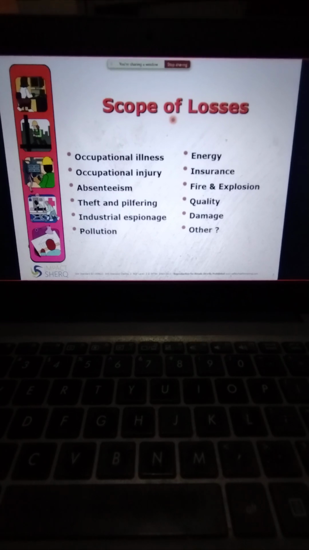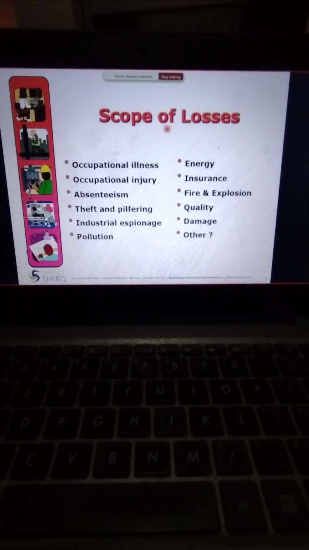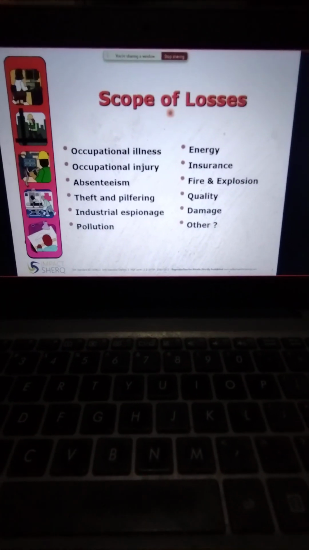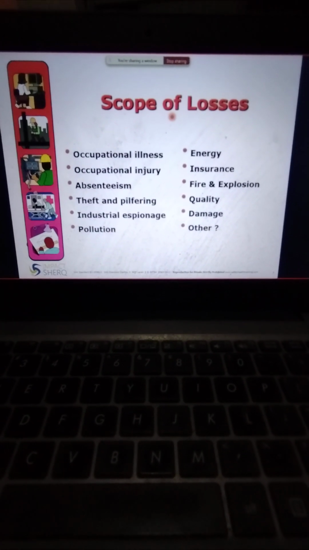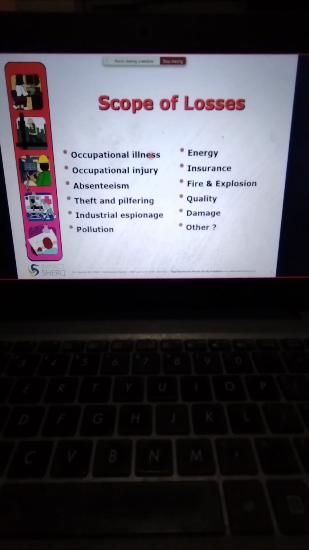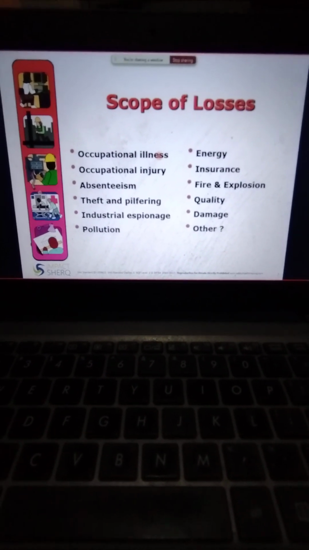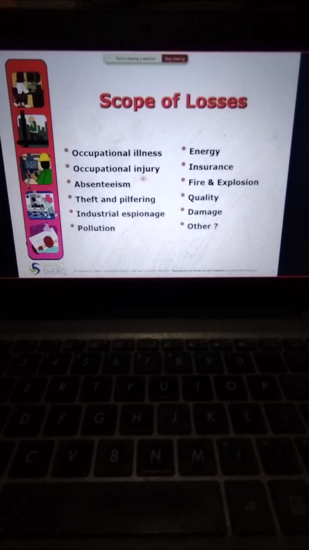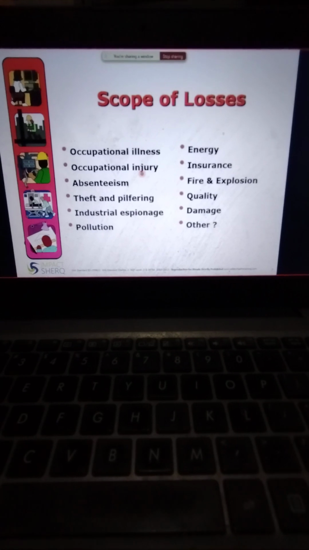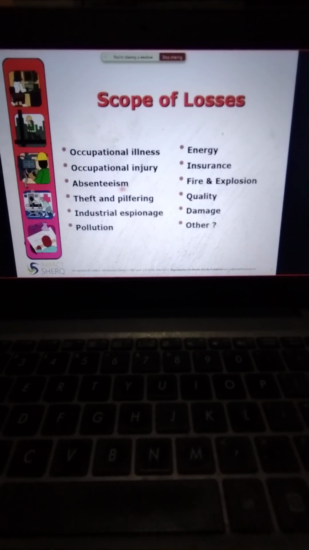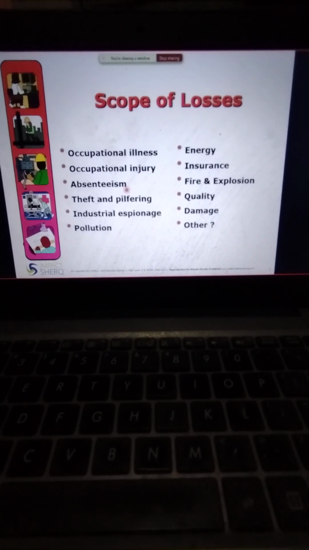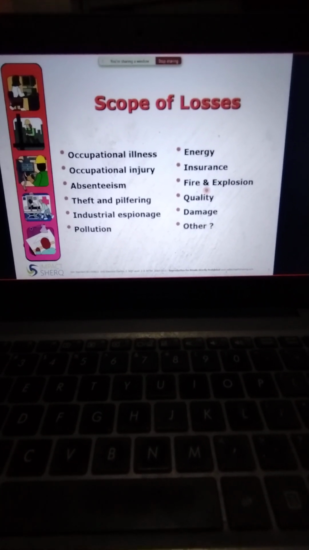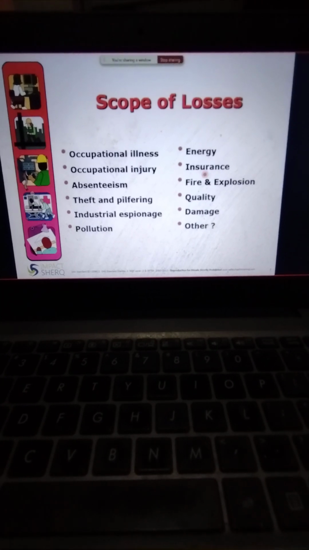Now, I want to introduce you to what we call the scope of losses. When health and safety is not implemented properly at the workplace, there is loss. Major loss happens. And these are some of the losses which happen. Number one, when health and safety is not done well at the workplace, people become ill. When it is not done well, people will be injured. People will abscond and not come to work. There can be fires and explosions. Insurance of the companies can go higher.